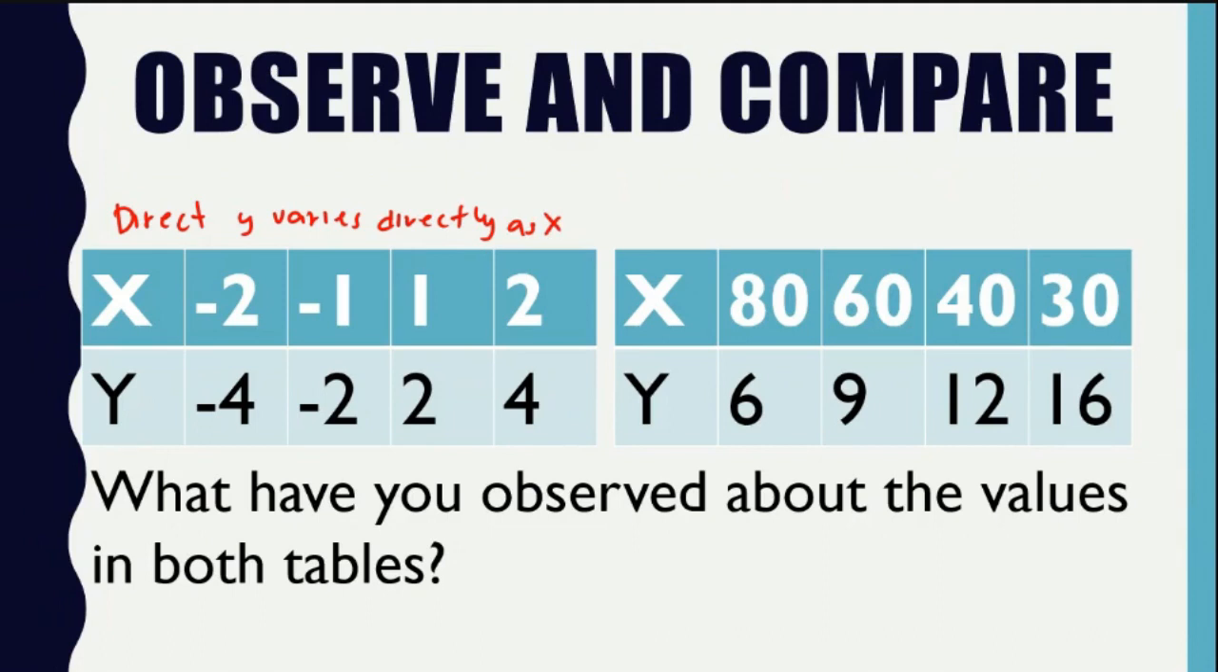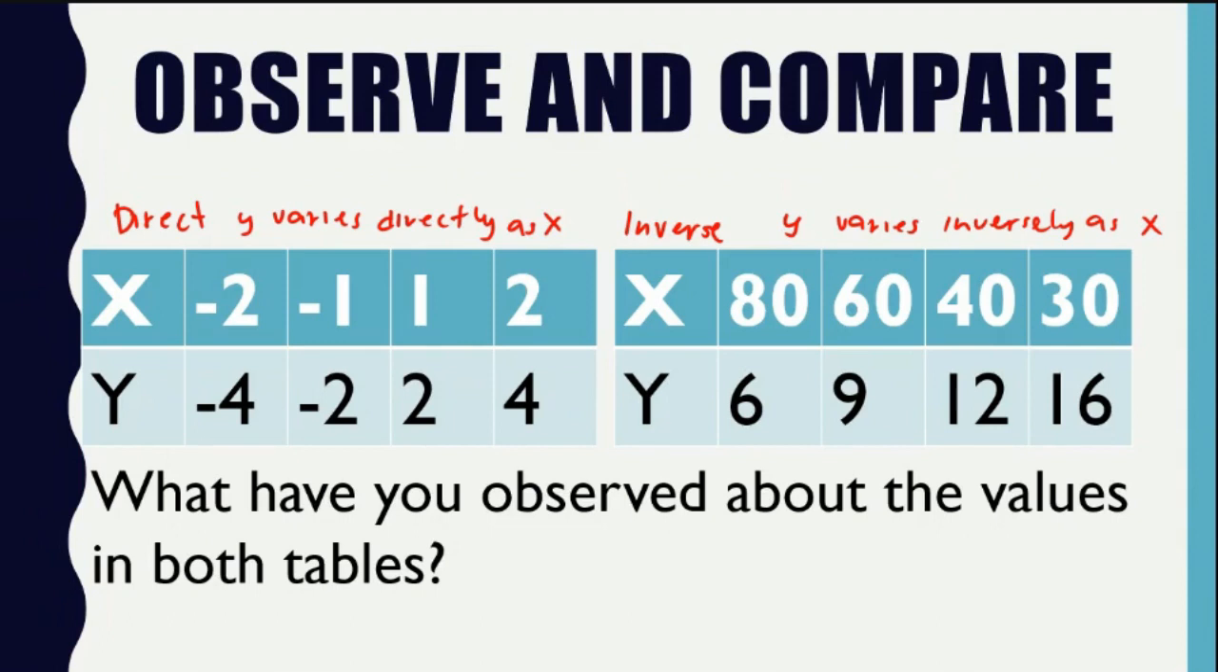The other one is, as you can see, the value of x here from 80 becomes 60, 40, then 30. And then y, from 6 it becomes 9, 12, 16. Therefore, the value of x decreases, the value of y increases. So it is an inverse variation. Therefore, y varies inversely as x. So what have you observed with the values in both tables?